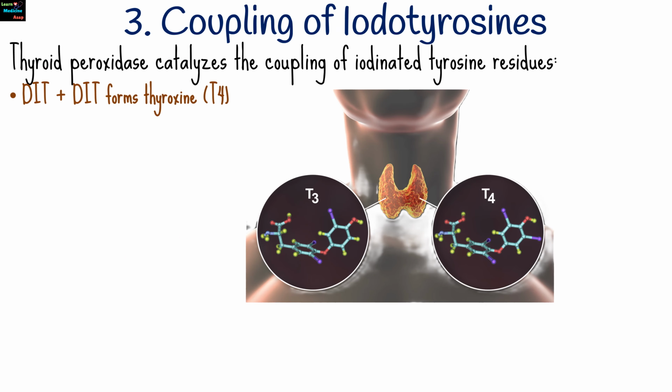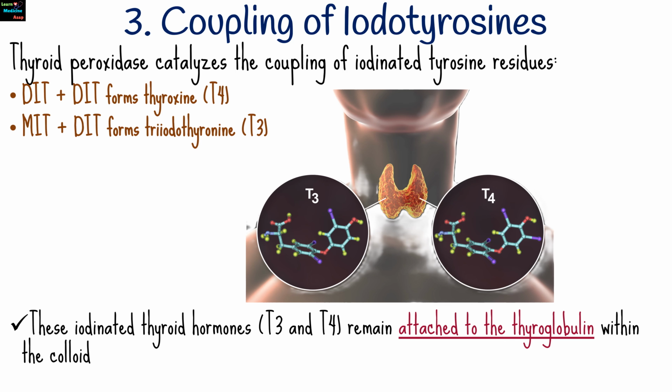The third step is coupling of iodotyrosines. The enzyme thyroid peroxidase catalyzes the coupling of iodinated tyrosine residues. Two diiodotyrosine combine to form thyroxine, a hormone with 4 iodine atoms. One monoiodotyrosine and one diiodotyrosine combine to form triiodothyronine, a hormone with 3 iodine atoms. These iodinated thyroid hormones remain attached to the thyroglobulin within the colloid.